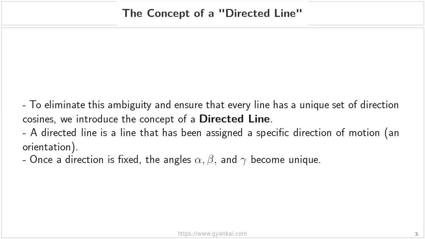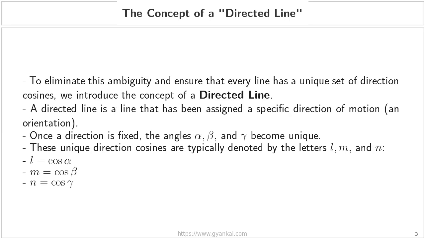Once this direction is fixed, the angles alpha, beta, and gamma become unique, because we are only looking at the angles relative to that specific direction. Because these angles are now fixed, we use a standard notation to represent these unique direction cosines. We typically denote them using the lowercase letters L, M, and N specifically. L equals cosine alpha, M equals cosine beta, and N equals cosine gamma. As we move to the next slide, we will see exactly what happens to these values if we decide to flip that direction around.